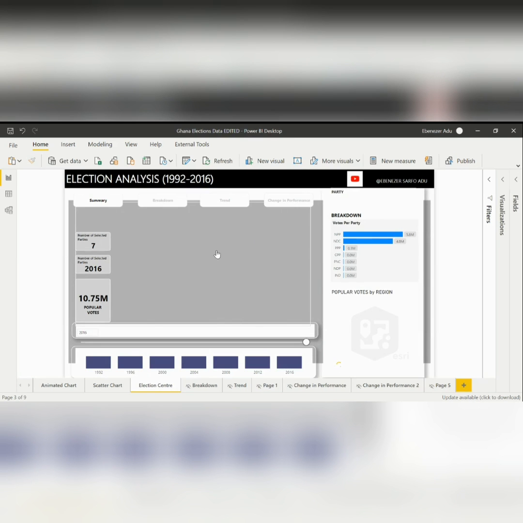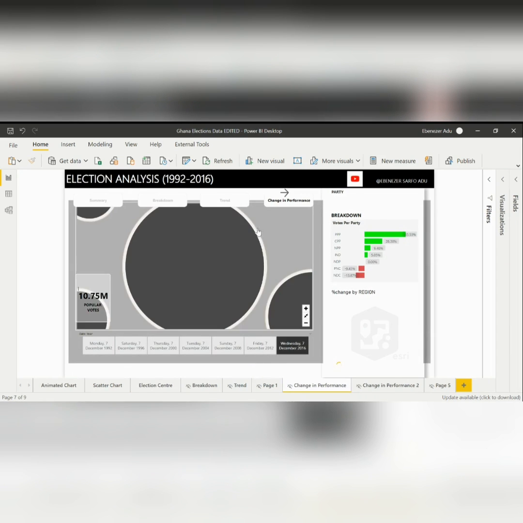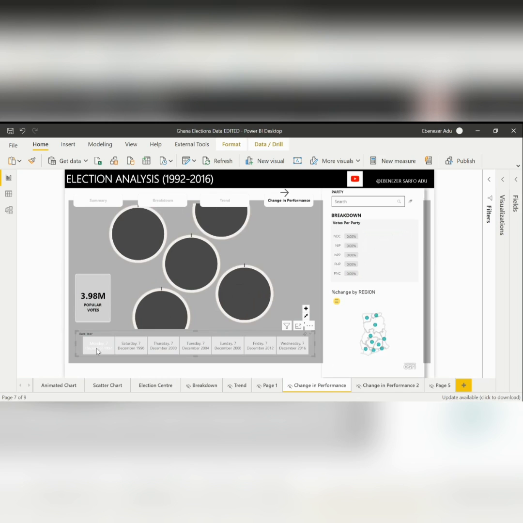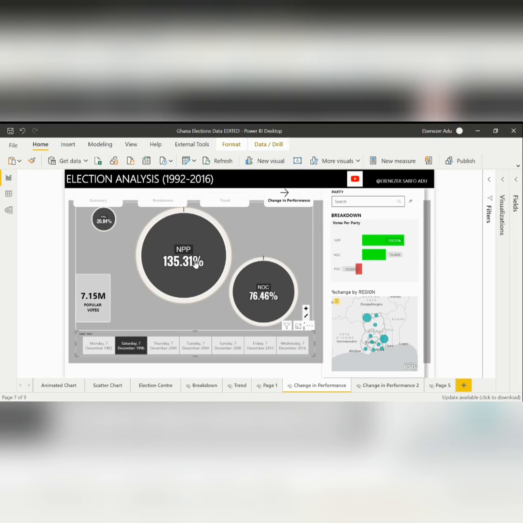Now let's look at probably a change in performance, how they've changed relative to previous years. Let's look at this, change in performance. This is 7 December 1992. There's no change in performance because the previous election four years earlier was not there. Then we have 1996, NPP gained the most change. You can see clearly here. NDC also gained, and the most changes were in which regions? Let's see, Volta, well, and Upper West. Interesting.